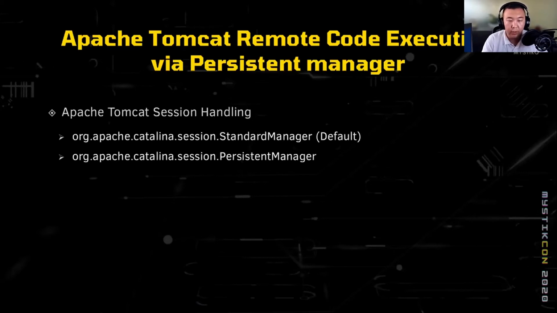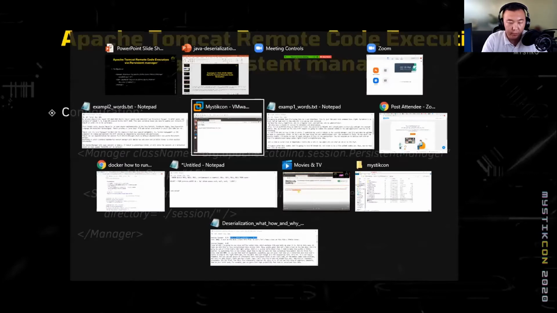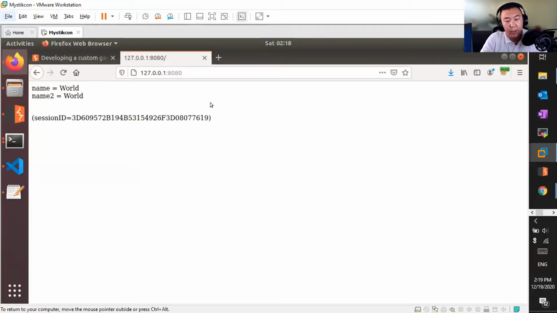So we will see the configuration. To implement the persistent manager, we need to set up the idle swap time and where exactly the session information is located. Let me jump to my VM. Here we have a vulnerable Apache Tomcat. We already set it up, so it's just generating session information.